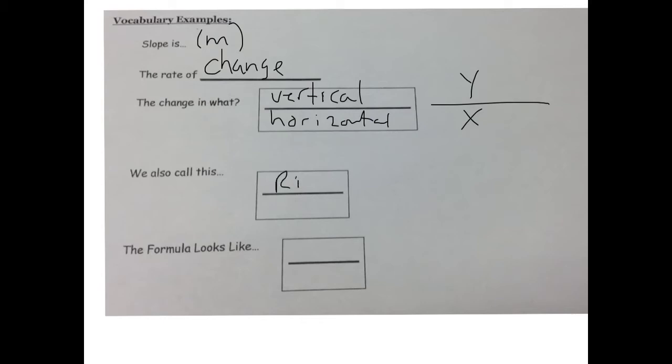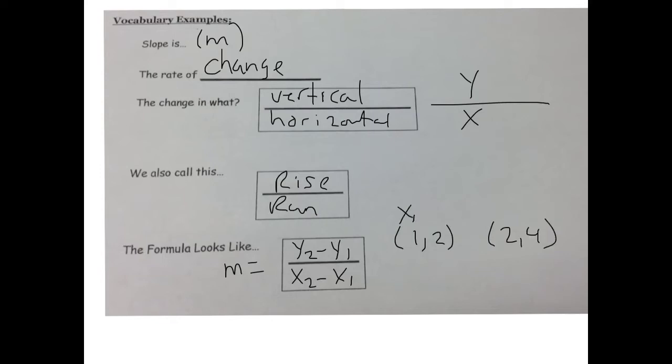We also call this rise over run, and the formula looks like this: y sub 2 minus y sub 1 over x sub 2 minus x sub 1, and the formula starts out m equals, and we do it using 2 points. So if we had 1 comma 2 and 2 comma 4, this would be x1 because that's the first x, this would be y1 because that's the first y, and the next two y2.